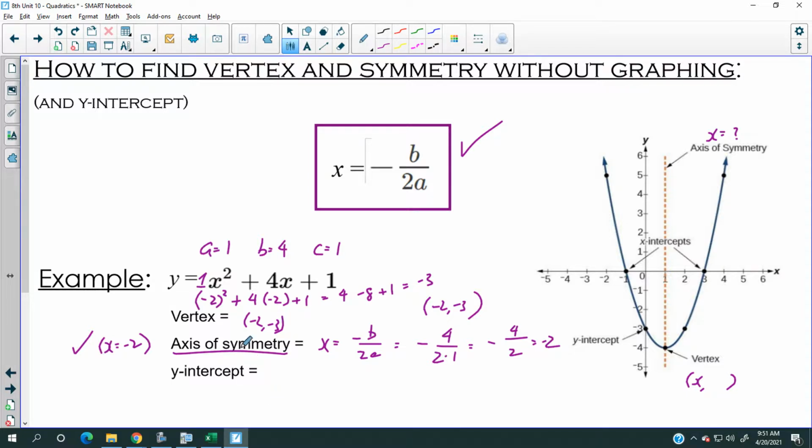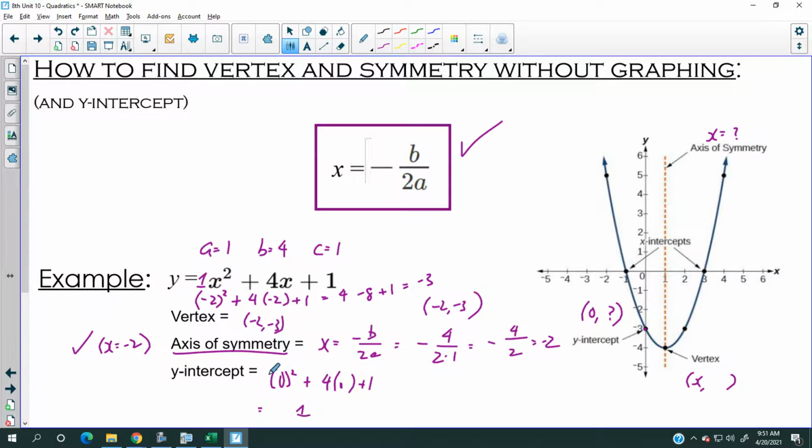Now, what about the y-intercept? Meaning, when x is equal to 0, what would y be? So how do you think we can find that? Yeah, substitute 0 in there. So watch this: 0 squared plus 4 times 0 plus 1. So that's 0, 0, 1. So the y-intercept is just 1.